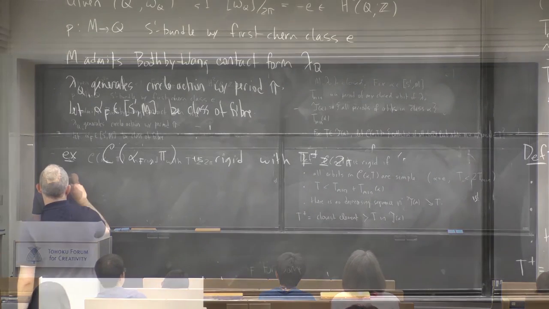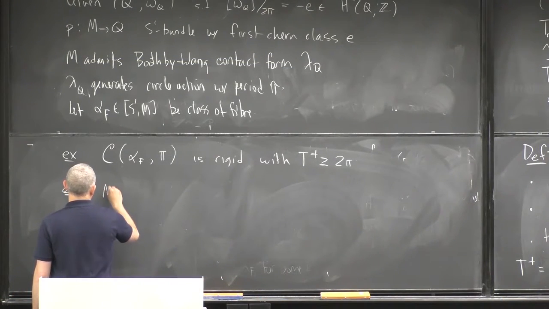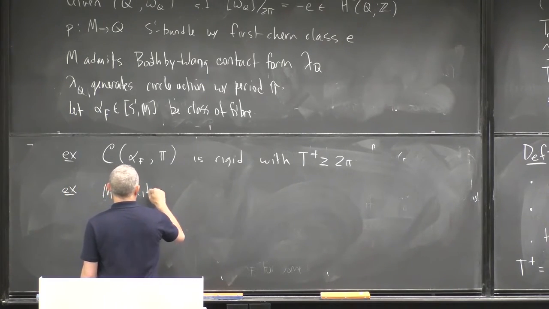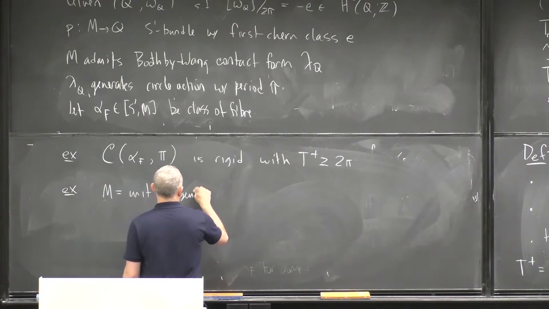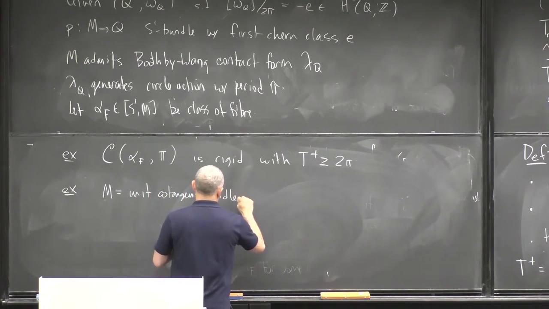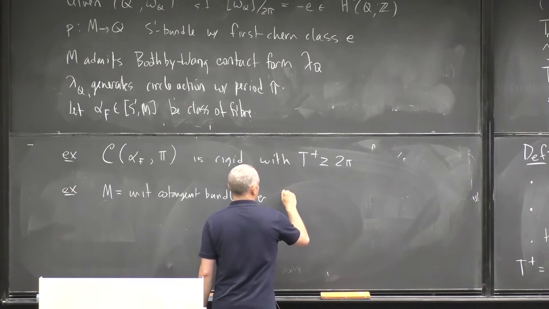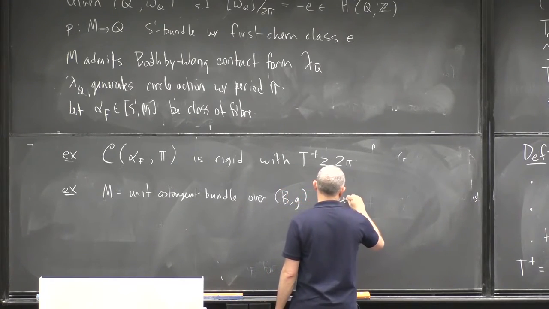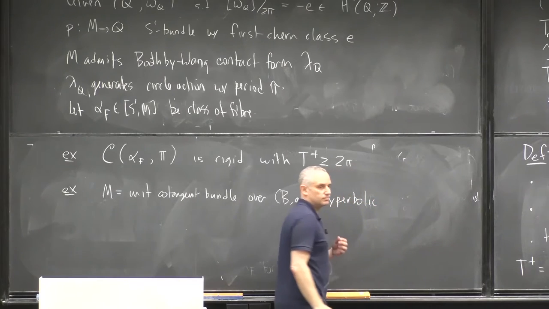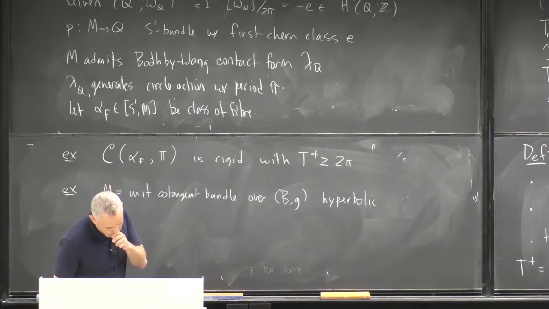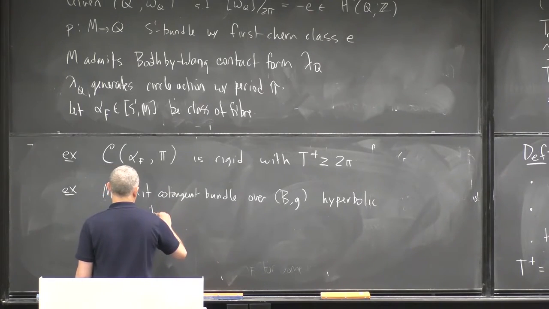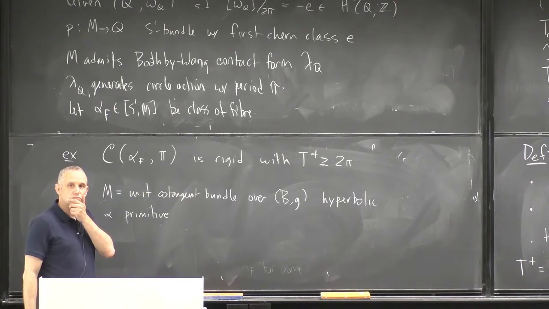So another example, suppose we took M to be a unit cotangent bundle over a Riemannian manifold, which is hyperbolic. Okay. And let's choose the class alpha, which is primitive.